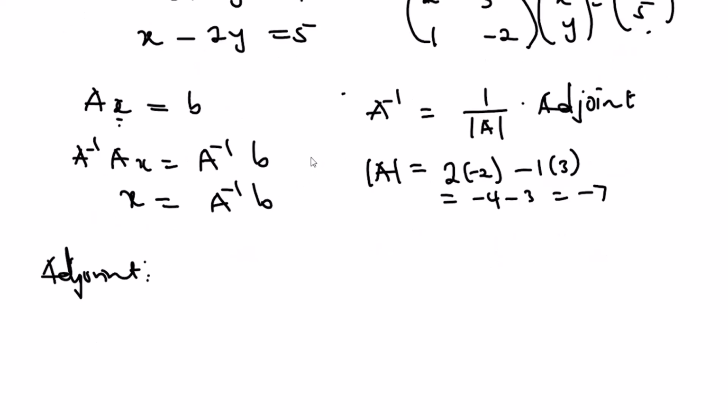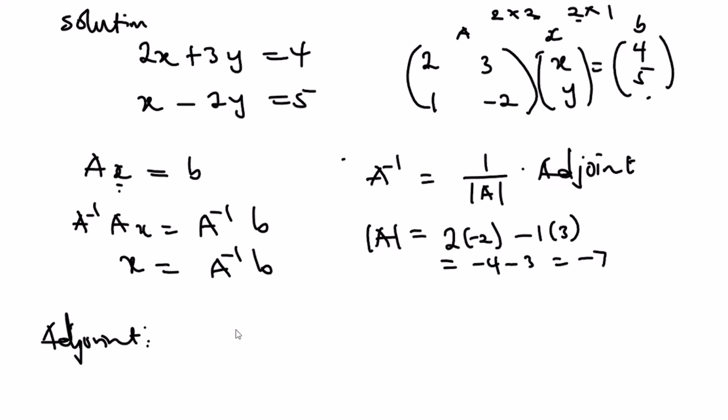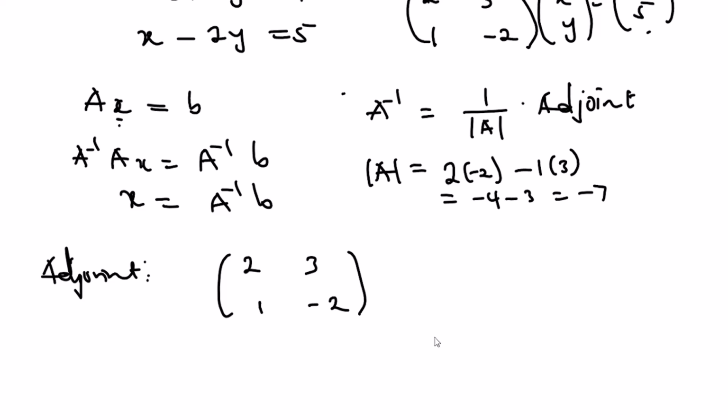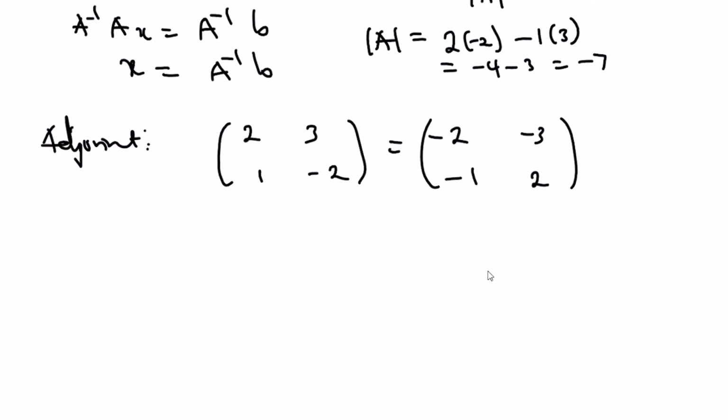So we have the elements 2, 3, 1, negative 2. So the adjoint will be equal to 1. You interchange the leading diagonal, so we get negative 2. Then negate this one here. Then that will give you its adjoint. Now the inverse is given by 1 divided by the determinant of A times the adjoint.